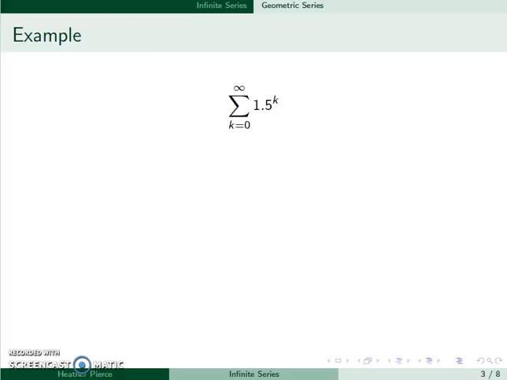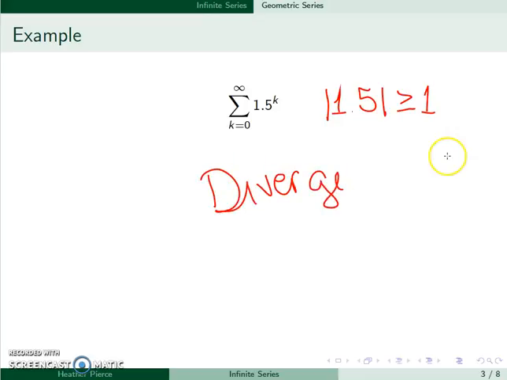So for example, we have the summation from k equal to 0 to infinity of 1.5 to the k. And we know that the absolute value of 1.5 is greater than 1. Therefore, this series will diverge.